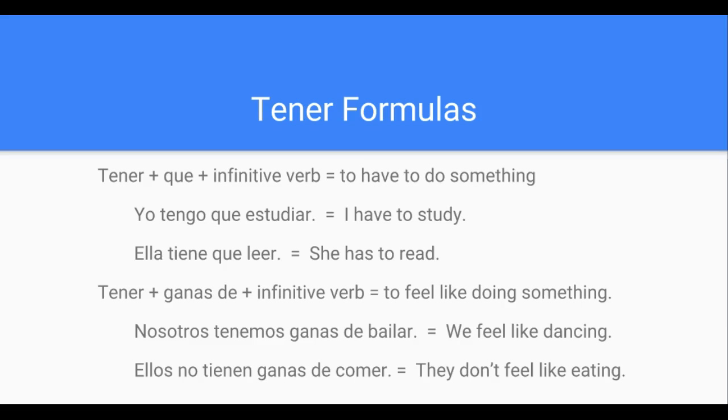You just have to put that word no in front of the verb tener to express that someone doesn't have to do something or doesn't feel like doing something. Similar to how you would put the word no in front of any other conjugated verb to express that something is not happening.